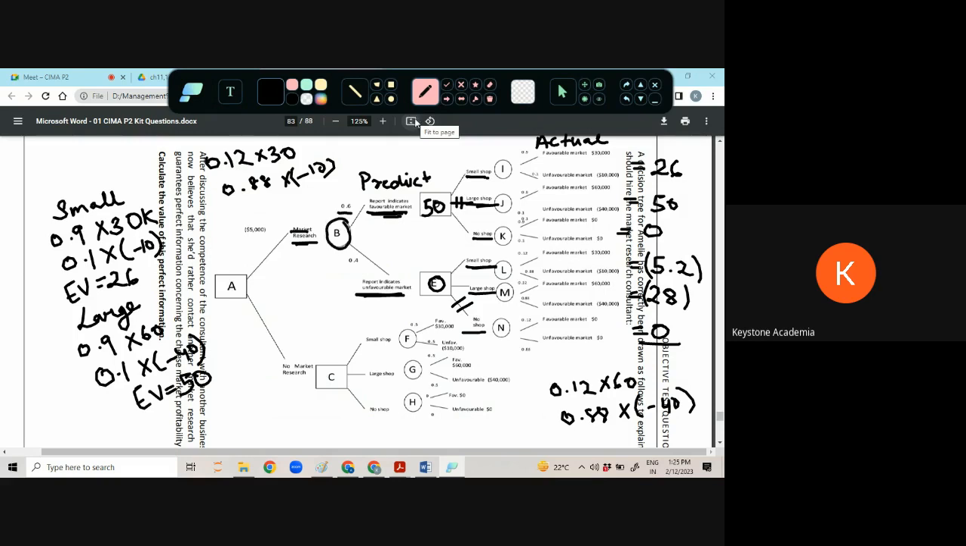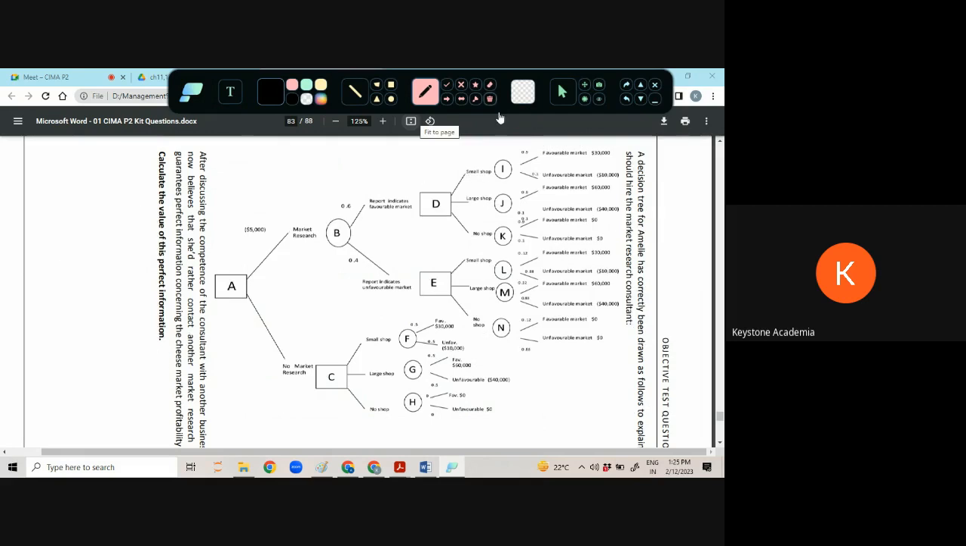So 0.6 into 50, and 0.4 into 0. What is the expected value of that? 30. Here you will have to make a decision on getting market research or no market research. Let me erase this all. Just write down the 50, 0, and 30. Now in no market research, again we have three options: small, large, and no shop.